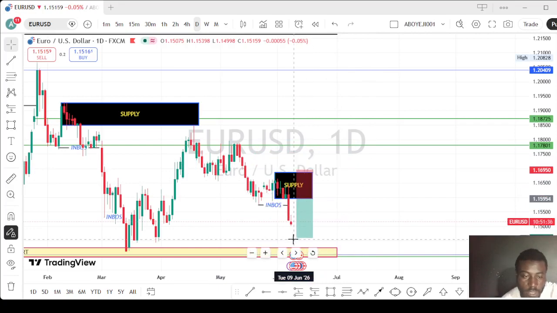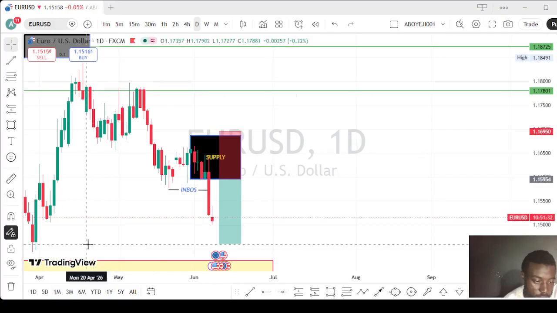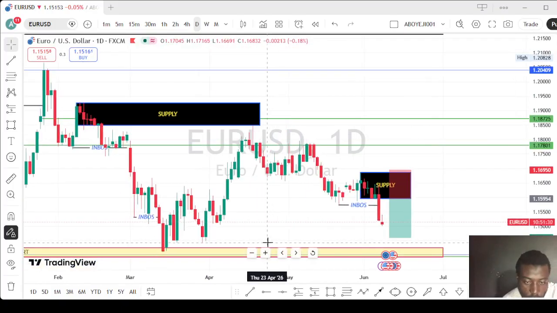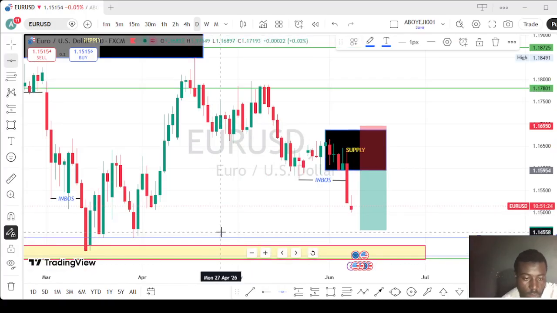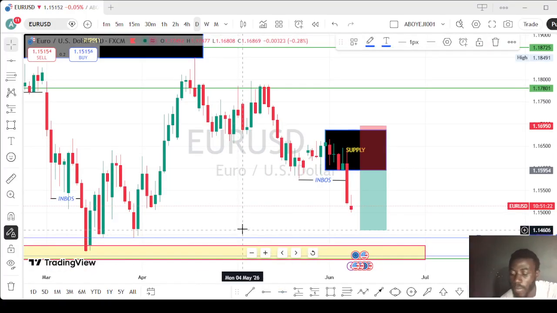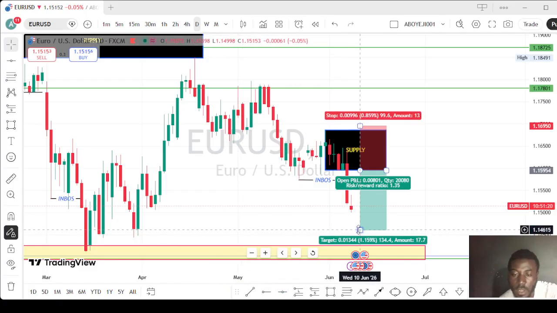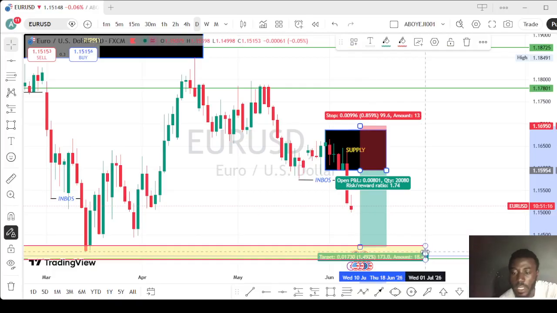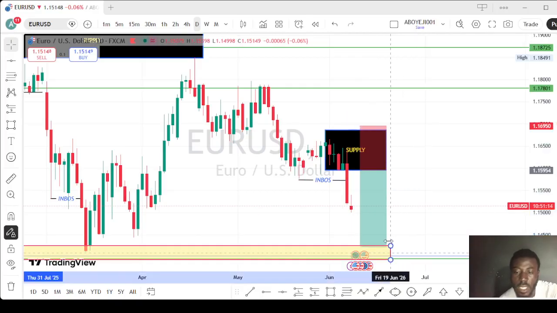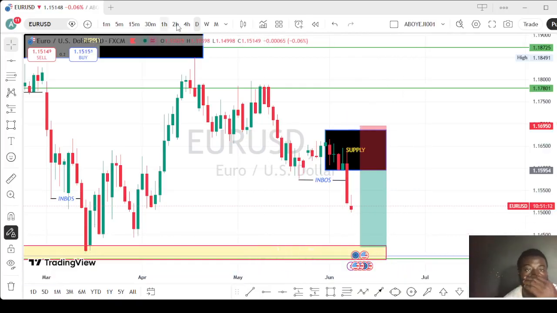This is what I'm seeing, and this is a what? This is liquidity for me. So this is a liquidity. I'm still expecting another sell into this key level here. I'm still expecting another sell into that key level, seriously. So let's move to the 4 hour time frame.